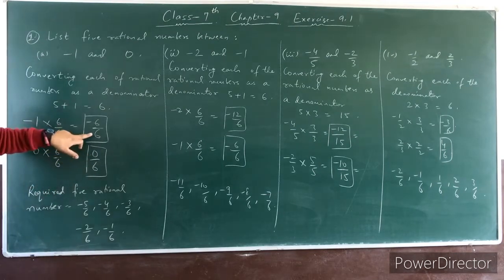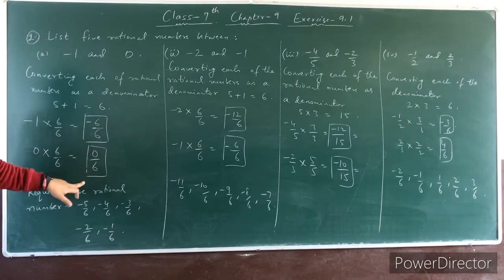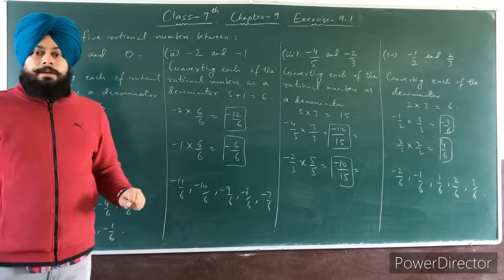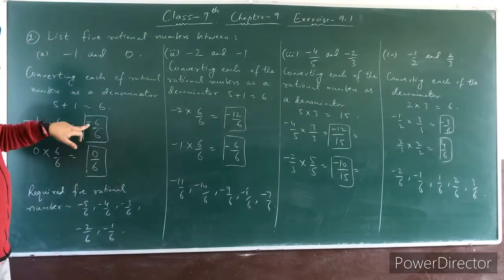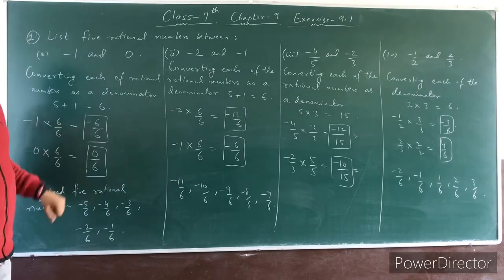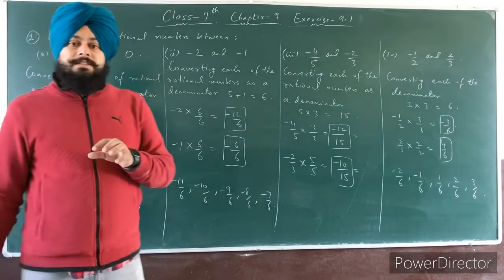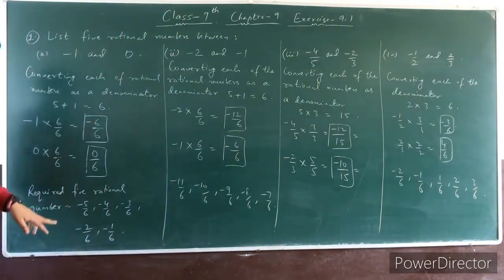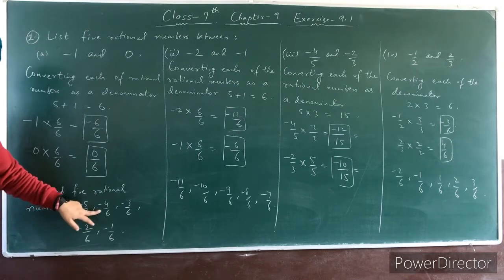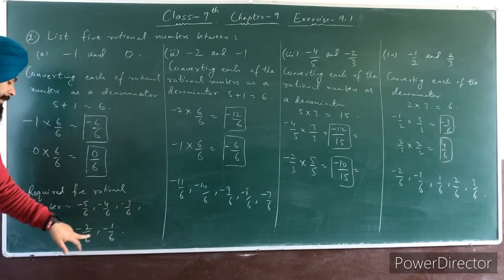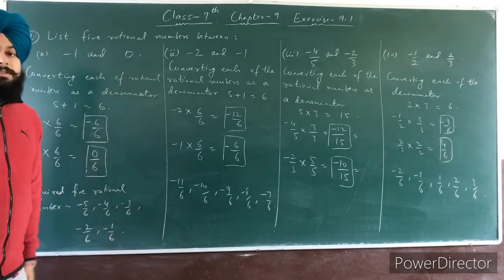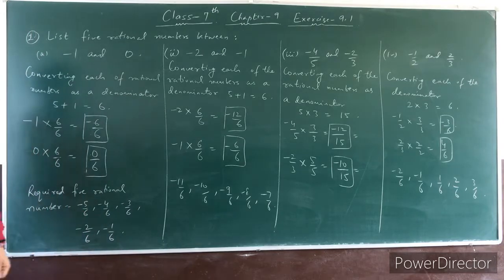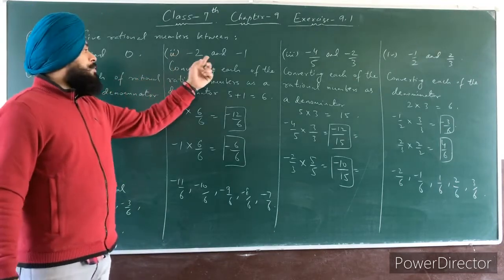Now you can see here the denominator 6 is the same in both of these fractions, so they are like fractions. The numerator is -6 and the numerator is 0. So between 0 and -6, how many numbers exist? -5 by 6, -4 by 6, -3 by 6, -2 by 6 and -1 by 6. Alright. So the next, second part, is -2 and -1.